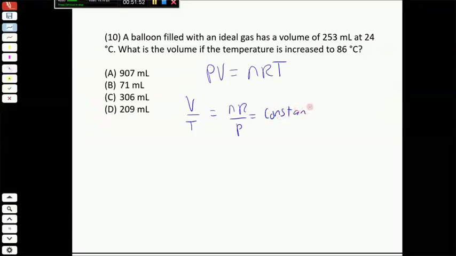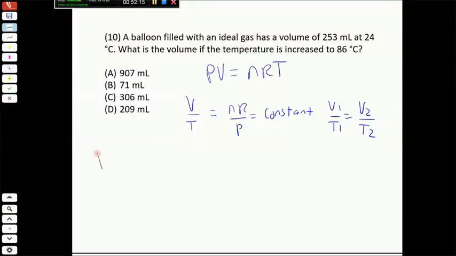Okay? And so then we can write that V1 over T1, the initial volume and temperature, that ratio will be equal to the ratio V2 over T2. And this is a statement of what's called Charles's law. So this is one of those three ideal gas laws that we want to be familiar with individually. The relationship between volume and temperature is called Charles's law. All right, so that's the equation we're using.